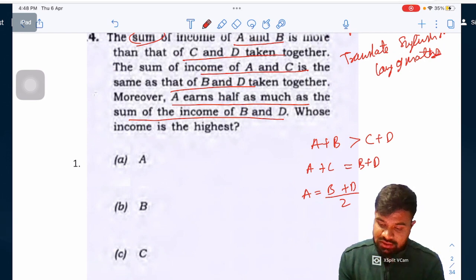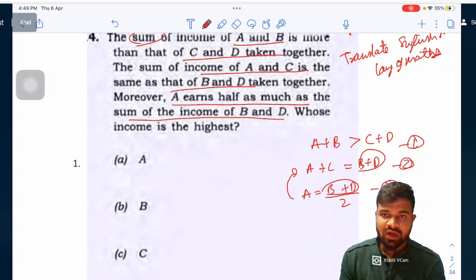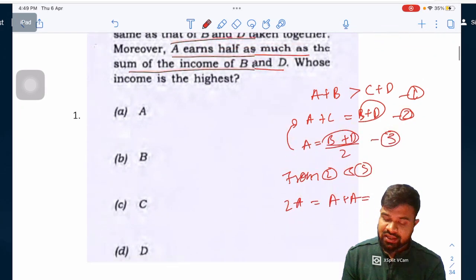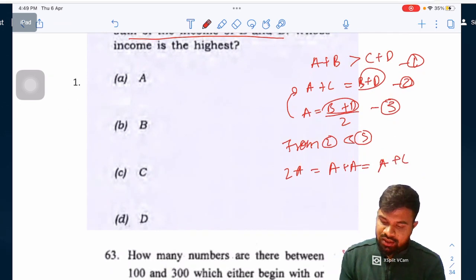whose income is highest. Now, this is equation 1, this is equation 2, this is equation 3. Now, because b plus d is common in both these equations, we have to find something common. So from 2 and 3, we can see that 2a is equal to a plus a, can be written as a plus c. Okay. Now we can from here infer that a is equal to c.